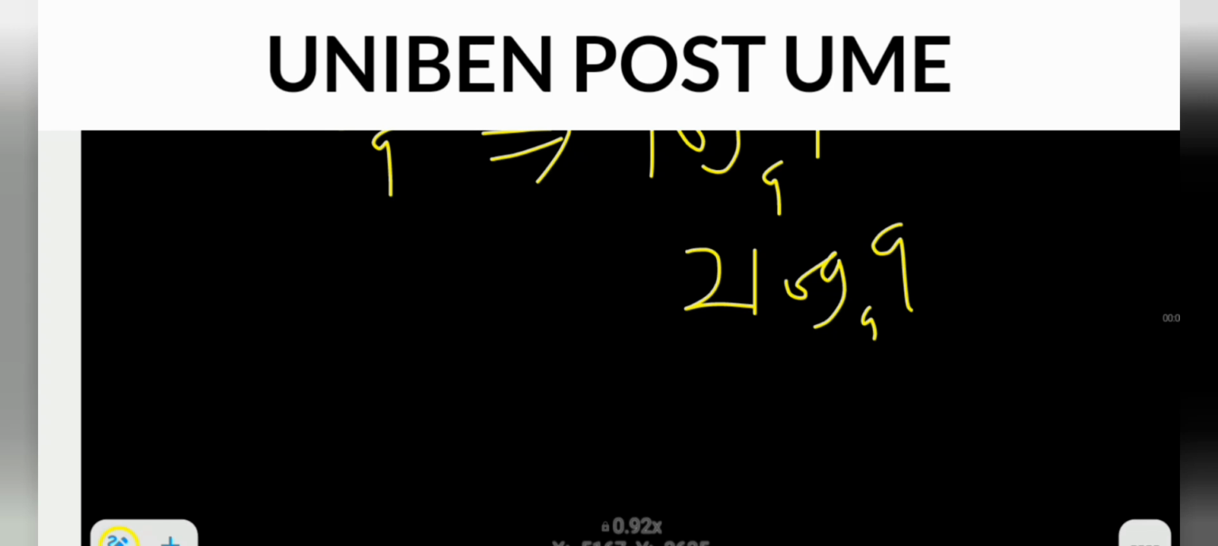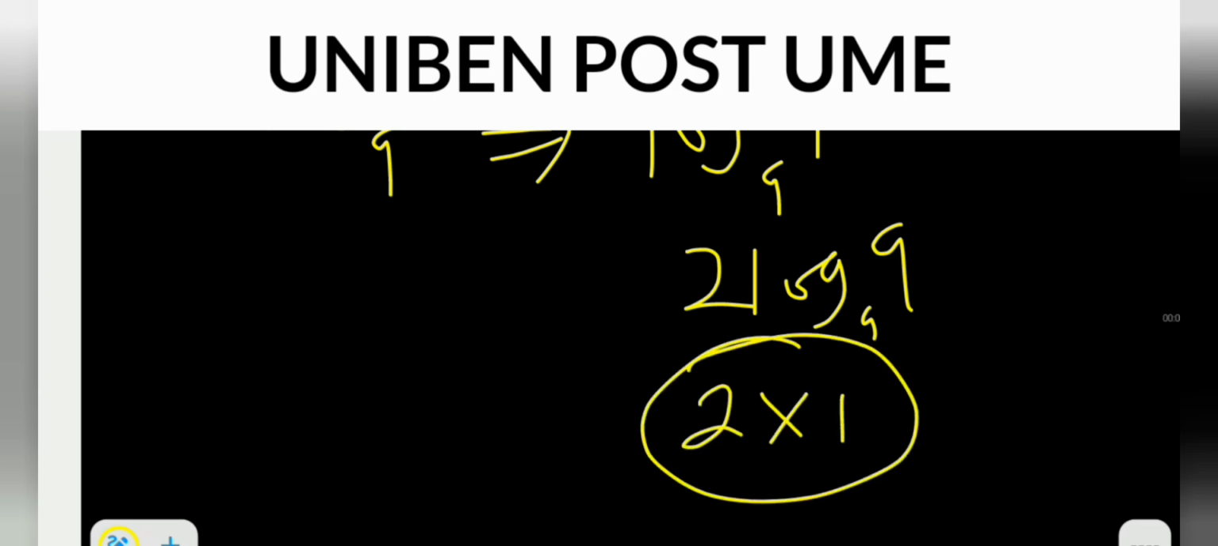It's the same. Anytime you have log of 5 to base 5, log of 10 to base 10, log of 2 to base 2, the answer will be 1. So that will be 2 times 1, because log of 9 to base 9 is 1. So everything will be 2 times 1, which will give you 2 as your final answer.